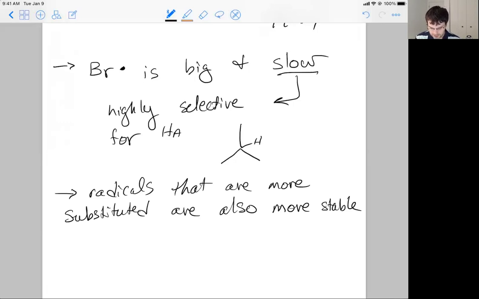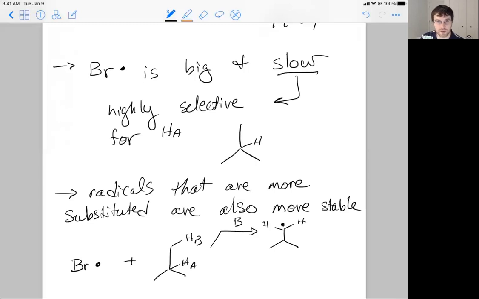Well, what does that mean? That means that Br dot recognizes that it has an opportunity to form HA versus HB. And it knows that if it reacts by path B, it's going to form a radical at this position. This radical is an intermediate that inevitably then reacts with Br2 to form the final product, which is product B. I won't go through the whole mechanism. See the last lecture for the mechanism of free radical halogenations.